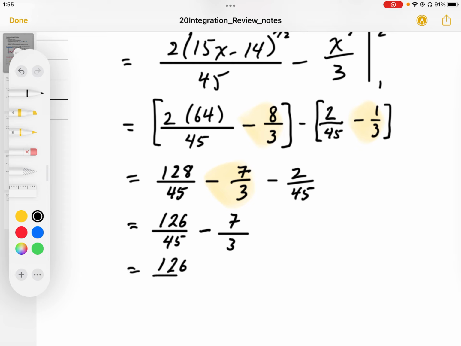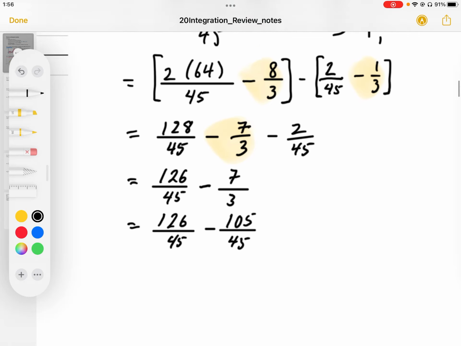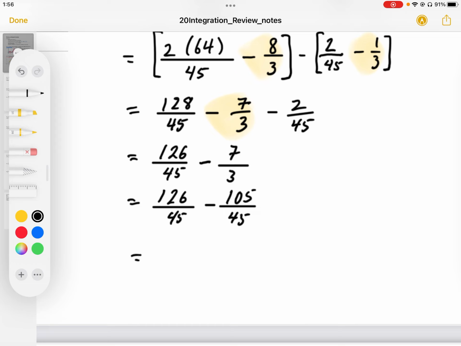126 over 45 minus, I'm going to times it by 15, so this becomes 105. 7 times 15 is 105. 3 times 15 is our 45 common denominator. And then this gives us the total area. When I do 126 minus 105, I end up with 21 over 45, which simplifies to 7 over 15 when I divide the numerator and denominator by 3.